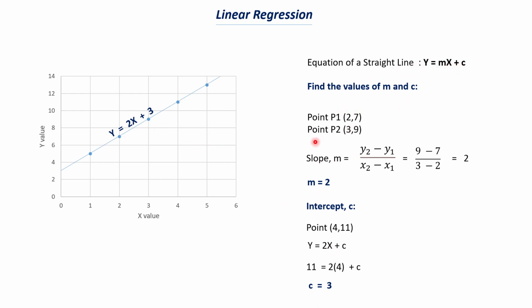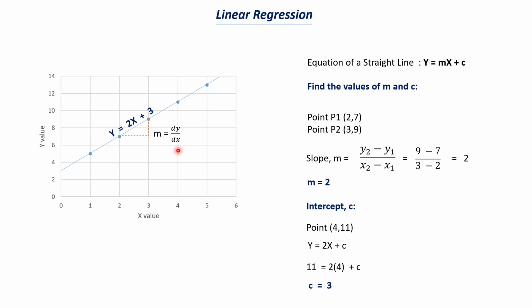Okay, so you can take any 2 points. It is not compulsory that you take these 2 points. You can take the first point and the fourth point, and in that case also you will get the slope as 2. This triangular part represents the slope, and you can also represent this slope as dy by dx, which is nothing but the differential notation, right? So dy means change in y and dx means change in x.